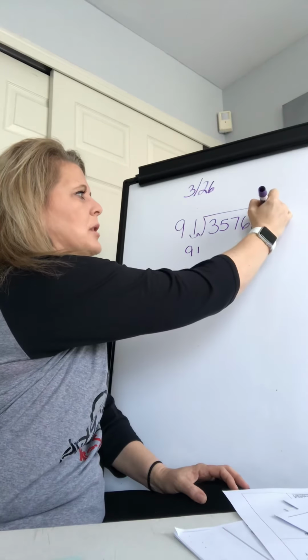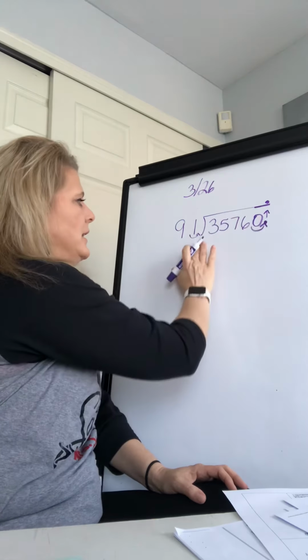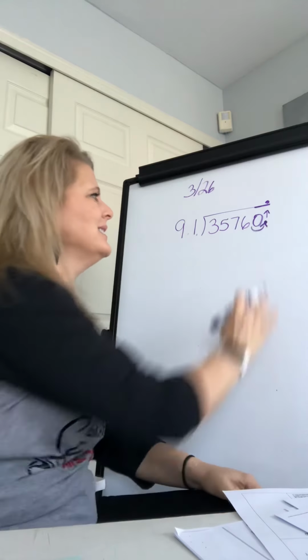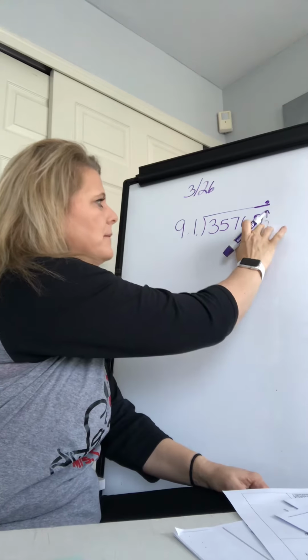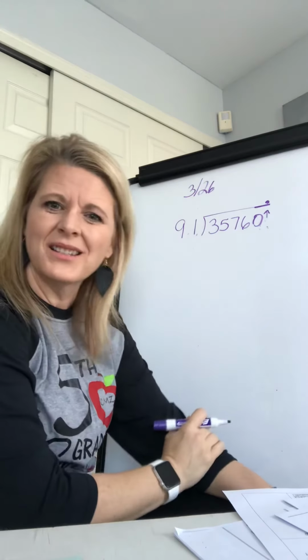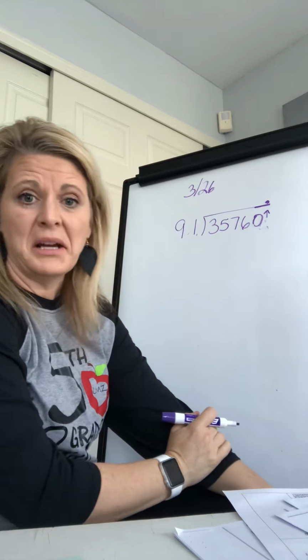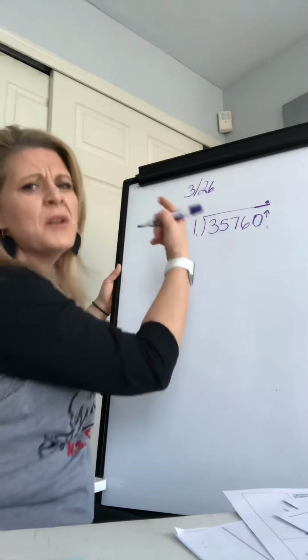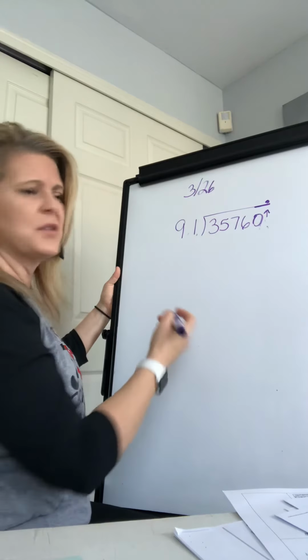So now we're just going to bring our decimal up, and we're just going to get rid of it over here. So now it's as if we have 35,760 divided by 91. I think we can do it. I'm going to come over and do a little bit of work finding those first few multiples.